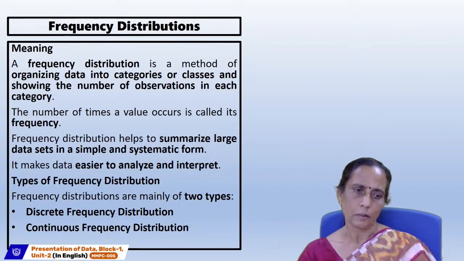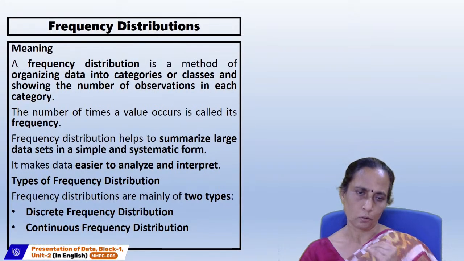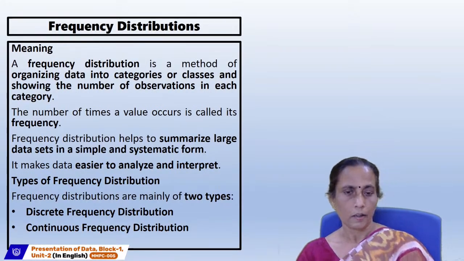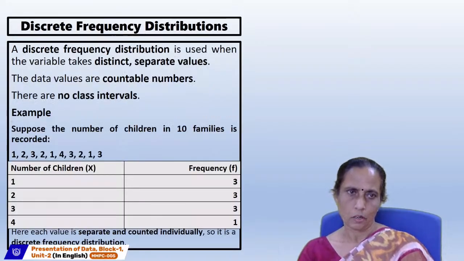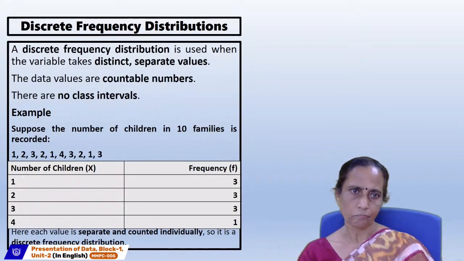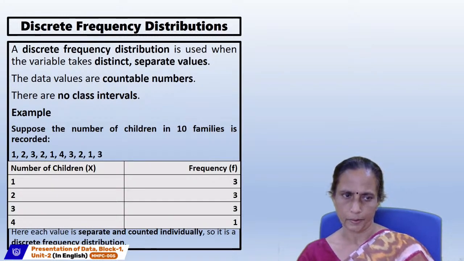And we basically have two types of frequency distributions. One is your discrete frequency distribution and one is your continuous frequency distribution. A discrete frequency distribution is used when the variable takes distinct or separate values. That means when we can count each one.